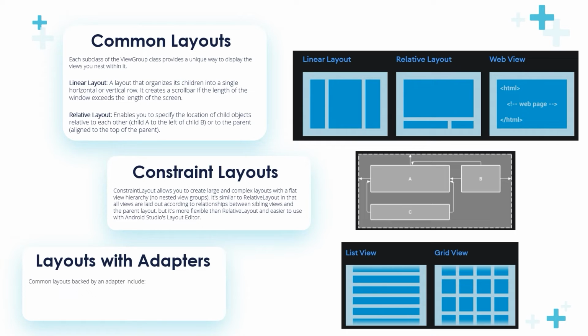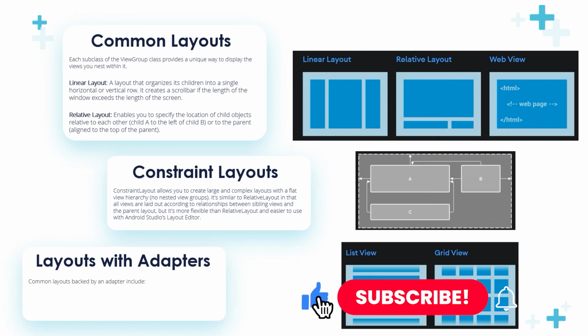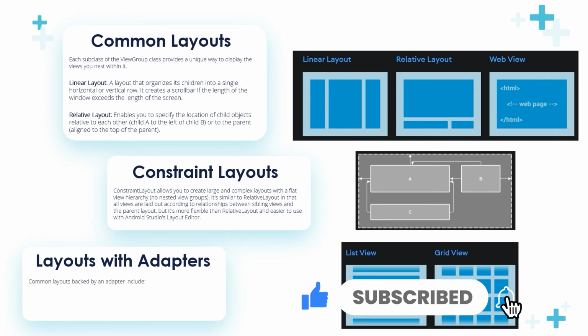Constraint layout allows you to create large and complex layouts with a flat view hierarchy, no nested view groups. It's similar to relative layout in that all views are laid out according to the relationships between sibling views and the parent layout, but it's more flexible than relative layout and easier to use with Android Studio's layout editor. And mainly, this is the most important layout that we will use through this course and through developing our applications. It's a very important and powerful layout.